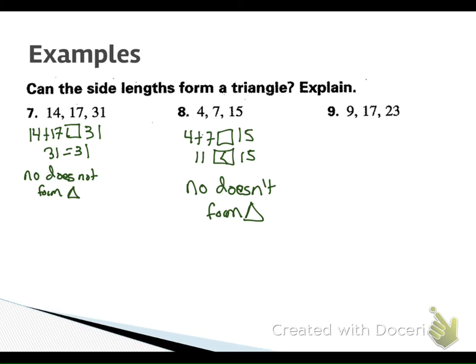The next one, again, we see that 23 plus 17 is going to be greater than 9. And 23 plus 9 is going to be greater than 17. So the one I'm interested in is if 9 plus 17 is related to 23. 9 plus 17 is 26. Yes, it is greater than, so we see it does form a triangle.